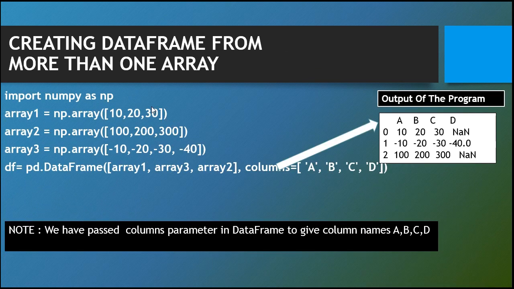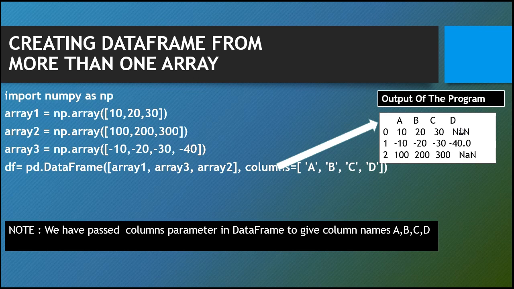Now in the previous example, we passed only a single array in a data frame. Now what happens when we pass more than one array in a data frame? In this program, we have created 3 arrays, array 1, array 2, array 3. In array 1 and 2, there are 3 elements, but in array 3, there are 4 elements. Now when we pass these 3 array variables in a data frame, the output will look like this with 4 column names A, B, C, D.